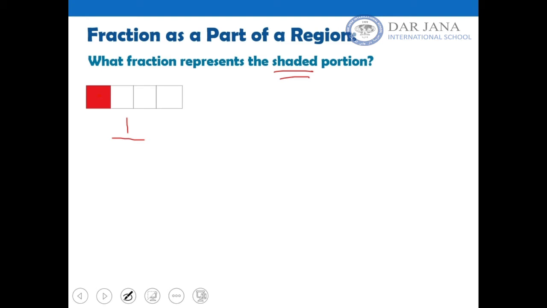Remember, the denominator is the total number of the parts. So I have here 1, 2, 3, 4. So the total number of the parts is 4. So the denominator is 4. How many are shaded? It's 1. So this is the shaded.